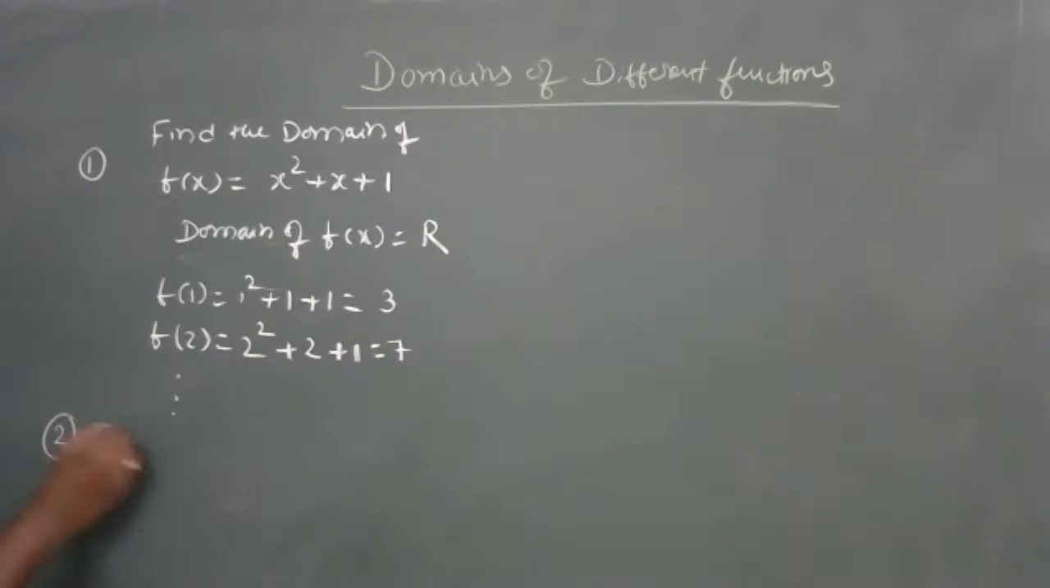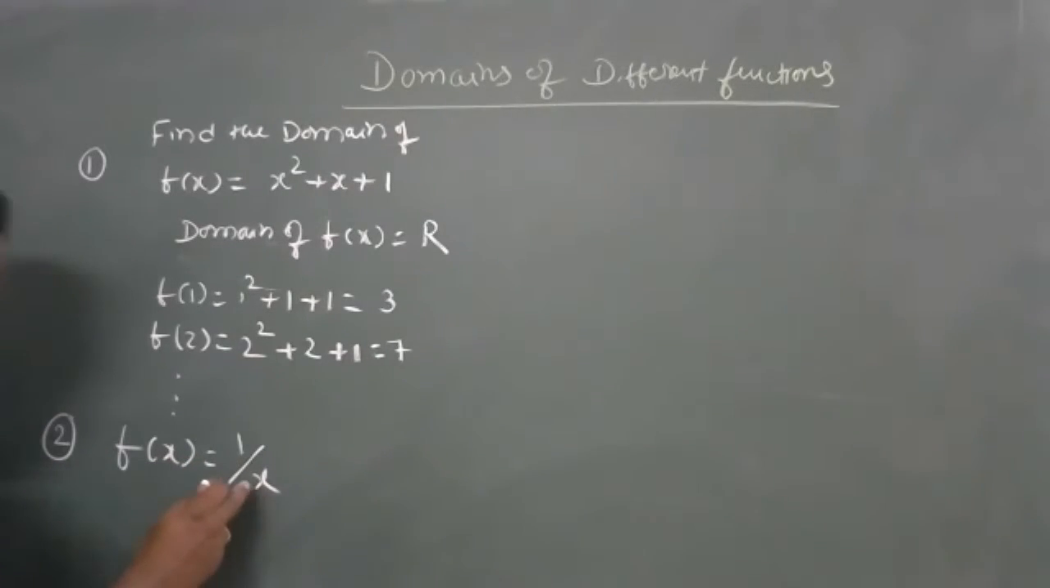Next, one more problem. Find the domain of f of x is equal to 1 by x. How are we going to find the domain of f of x equal to 1 by x? My dear students, if I take 0 as the denominator, 1 by 0 becomes undefined. Except 0, any value you can take, the function becomes defined perfectly. If I take x equal to 0, this function becomes undefined. For any remaining value, it becomes defined.